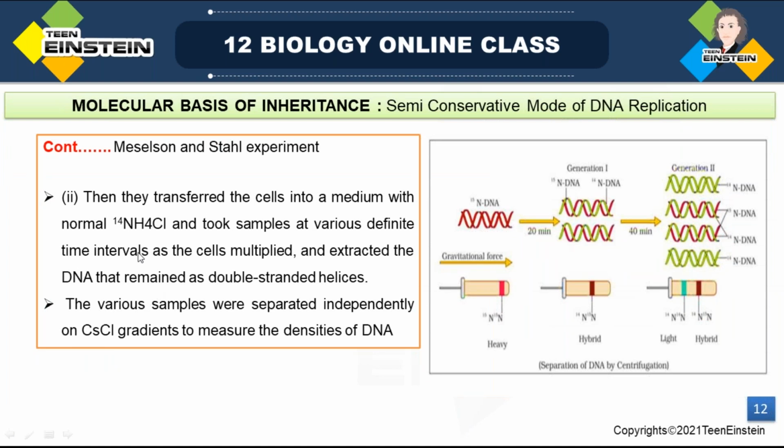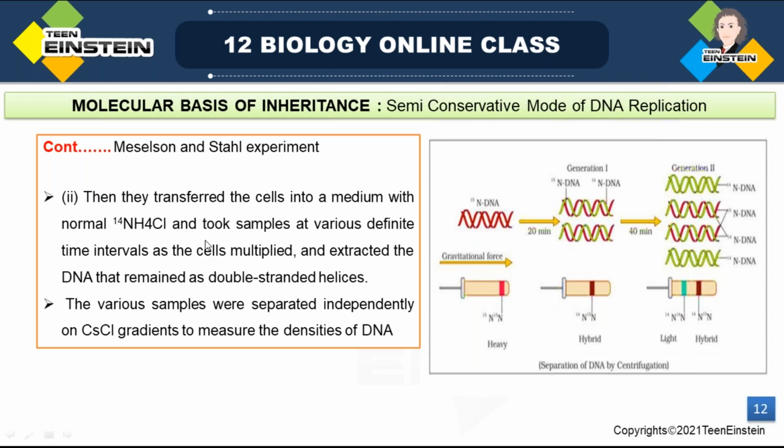Then they transferred the cells into a medium with normal ammonium chloride, with N14, not the heavy isotope. They took samples at various definite time intervals as the cells multiplied, at different stages of multiplication, and they extracted the double-stranded DNA from that, right?